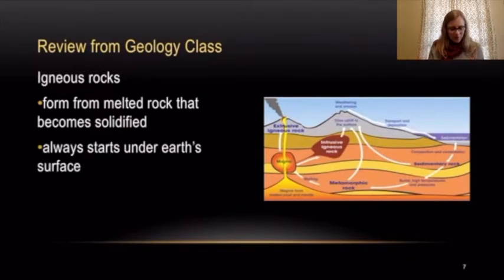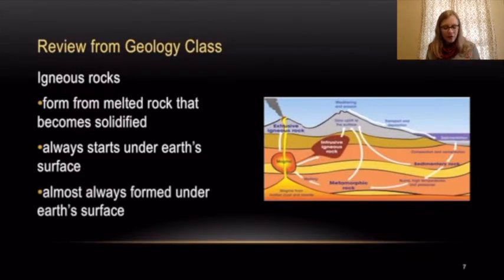So some sort of rock melts and becomes magma. Magma is melted rock. And this process always starts under the Earth's surface. It doesn't start at Earth's surface. And most igneous rocks form under the ground. We see the ones that are made by volcanoes, but most igneous rocks don't form from volcanoes. Most igneous rocks form deep in the earth.